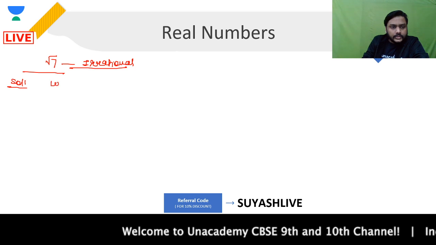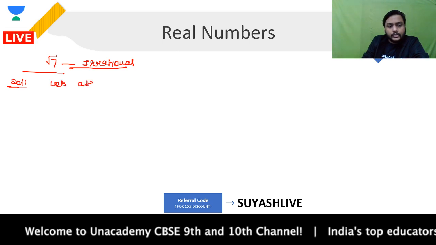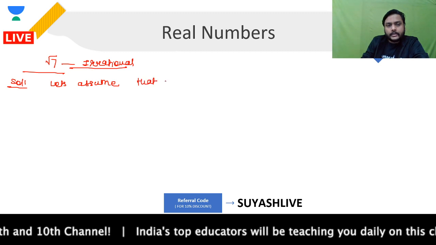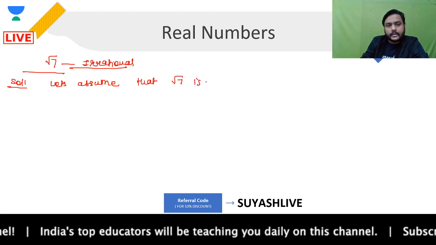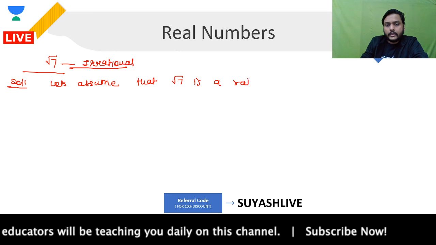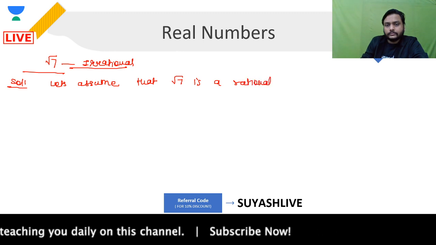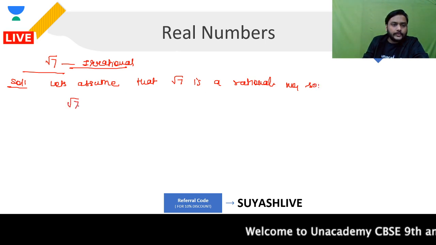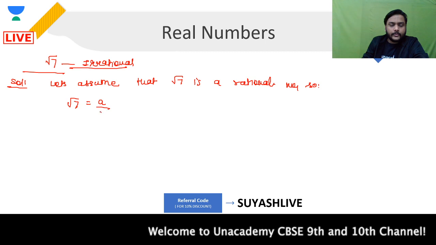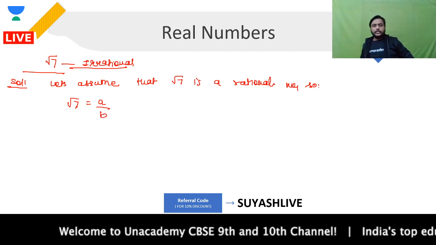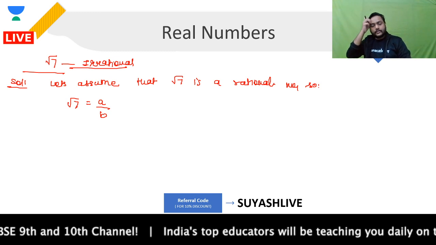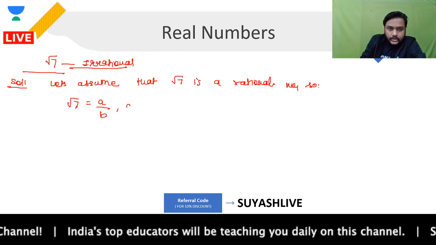Let's assume that root of 7 is a rational number. So you can say that your root of 7 could be represented in the form of a upon b. When root 7 is in the form of a upon b, now a and b should be what?